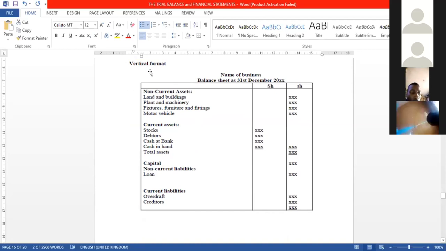Now, this is the way the vertical format looks like. I think it is important for you to copy this, right? So I'm giving you another 2 minutes.